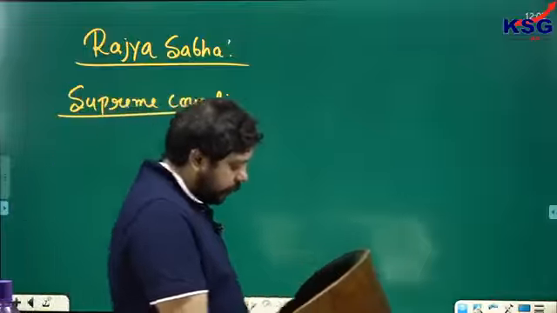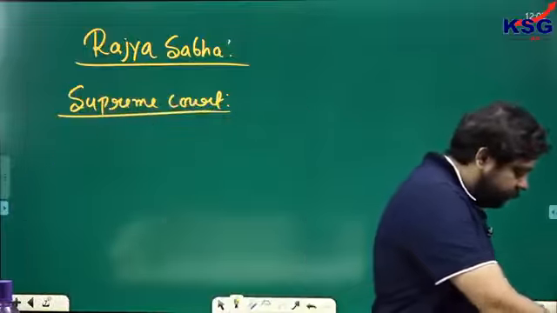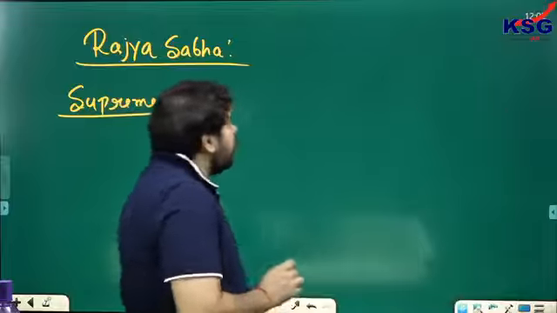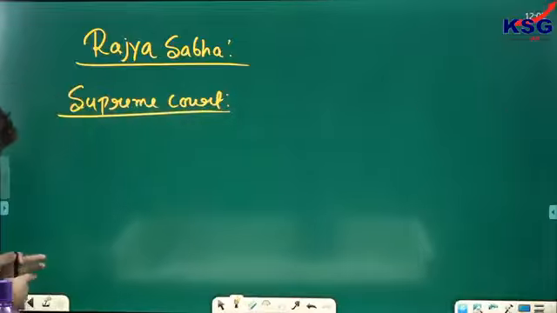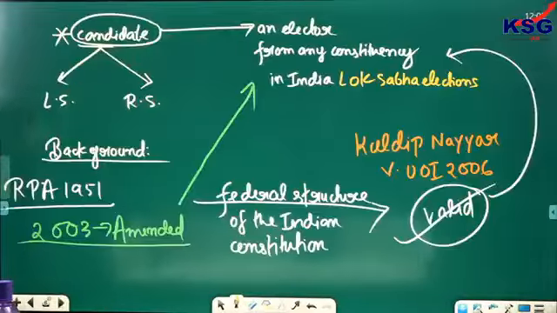Okay, let's go forward. Right, so this is the point about the qualifications and the Kuldeep Nayyar case, and a little bit of an understanding about how the Rajya Sabha works in totality. Now we come to the next part, which is disqualifications.